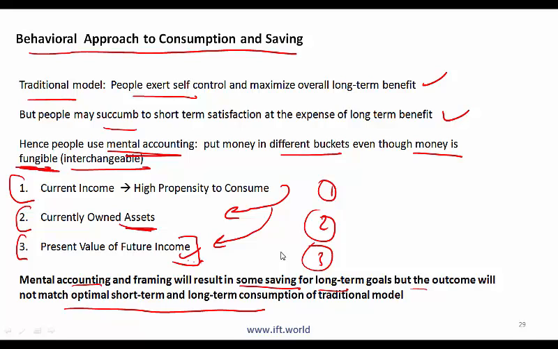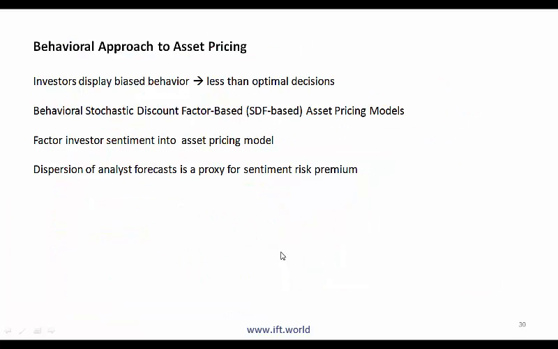So what's this called? Is this a way of framing? It's one way of framing. And what's this thing called? It's called mental accounting. That's what you need to know. Next, a behavioral approach to asset pricing. When you say asset pricing, what should immediately come to mind? Harun, asset pricing, what should?